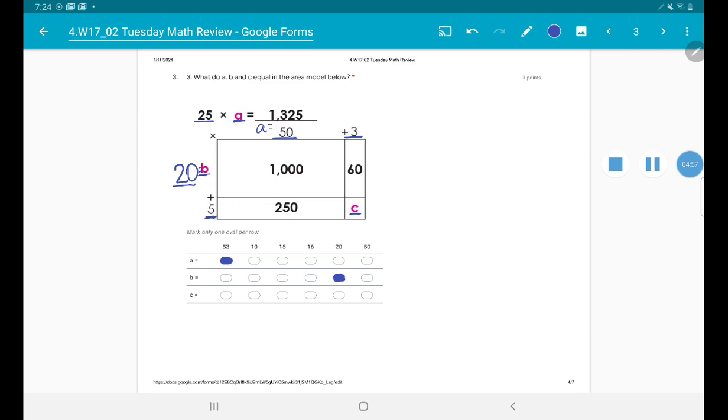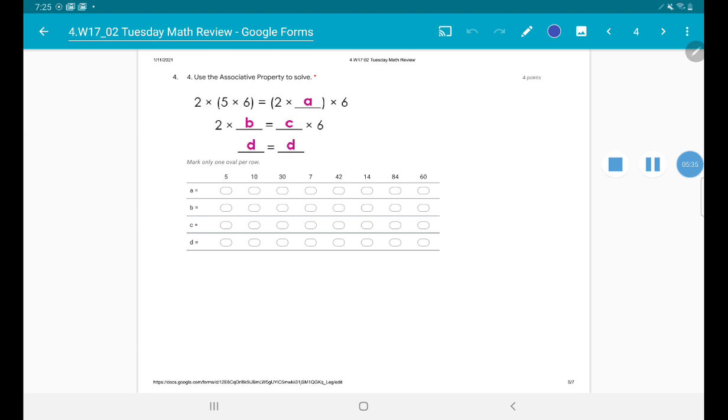So if I look here in this largest space, I can see they multiplied 20 times 50 to get 1,000. Here they multiplied 20 times 3 to get 60. Did 50 times 5 to get 150. Then for C, we still have to multiply 5 times 3. And 5 times 3 equals 15. So C is equal to 15.